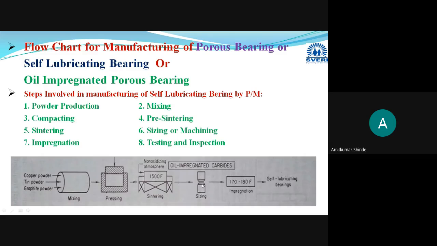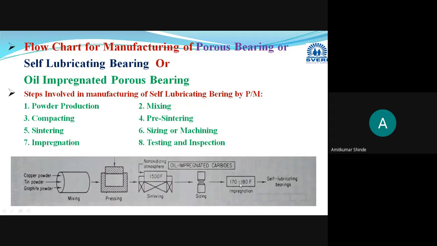After getting the desired shape and size, the next stage is the impregnation. On the surface some pores are there. Those pores are filled with the help of oil. You can go for cold oil or hot oil to fill the pores which are present on the surface. This process is termed the impregnation process.